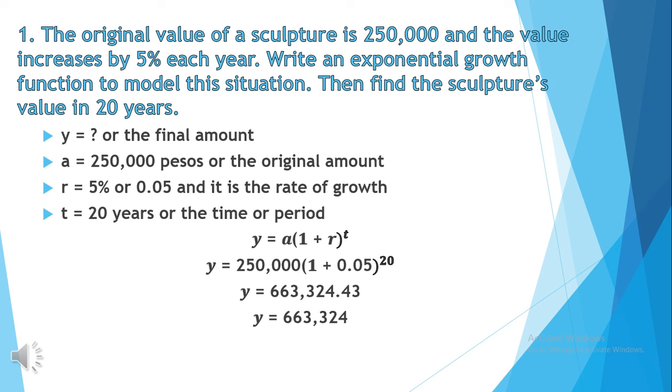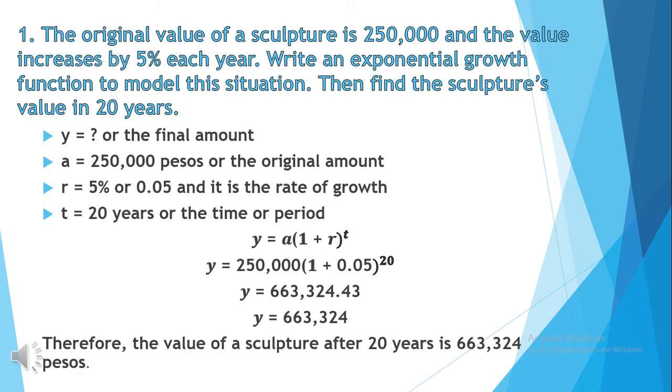And by following the PEMDAS rule, we can now get the answer, which is y equal to 663,324.43 or 663,324. Therefore, the value of the sculpture after 20 years is 663,324 pesos.